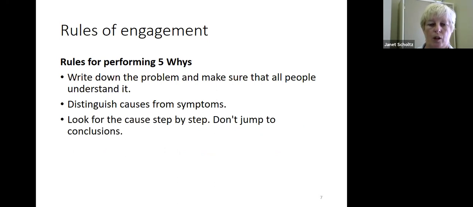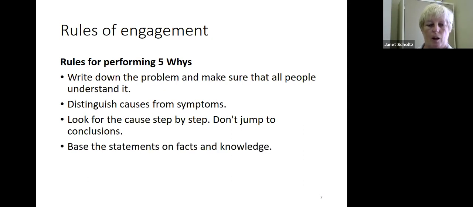Don't jump to conclusions. Now, this is one of the biggest mistakes we make in laboratories: we want to fix the problem without going through the step-by-step approach. And often that makes us put band-aids on the problem. We fix it for a short period of time and then it reoccurs. So just be conscious of that when you're doing your 5 whys. Don't jump to conclusions. Base the statements on facts and knowledge. So, evidence-based decision-making. Remember when we said brainstorming, you can just throw out all the ideas. Here we're going why. We want it to be factual.